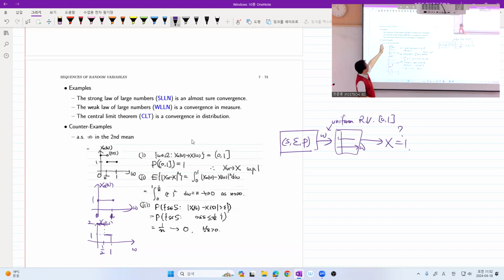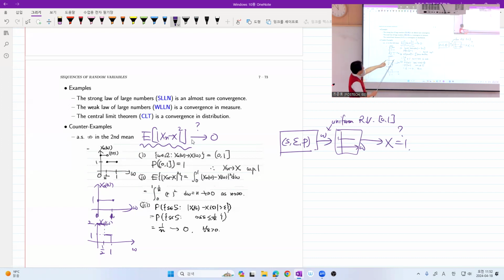Now, almost sure convergence implies the convergence in the second mean? So in order to check, we compute what? We compute the mean squared error. So we construct the sequence of mean squared errors, and we want to see whether it goes to 0 or not, right? If it converges to 0, we have established the convergence in the second mean, or limit in the mean of xn is x.